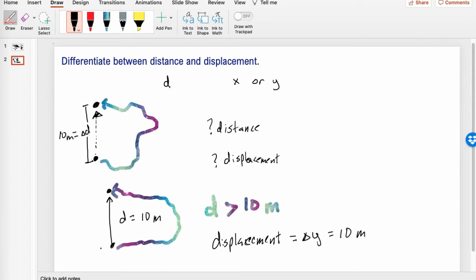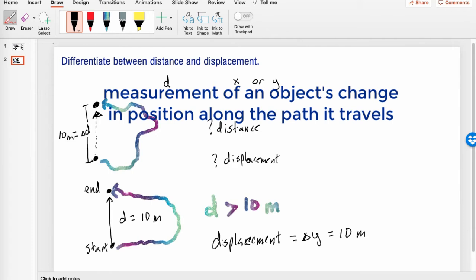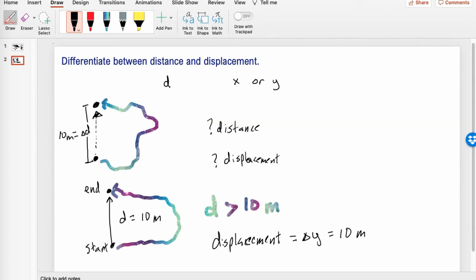So this is where you started. This was your starting point. This was your stopping or end point. So distance is literally a measurement of how much you actually travel, how much an object actually moves when it's in motion, the measurement of how much it actually moves.